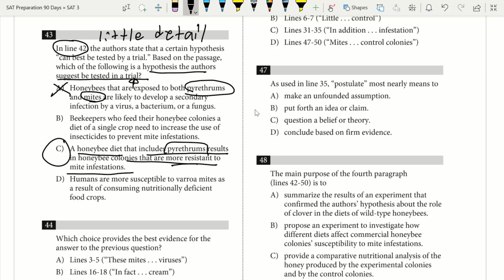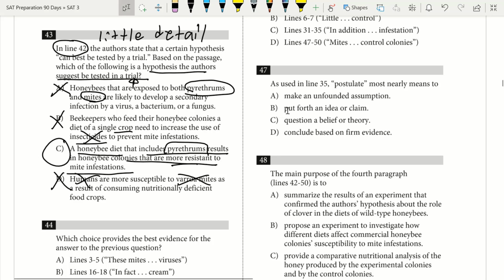B, beekeepers who feed their honeybee colonies a diet of a single crop need to increase the use of insecticides. No, we actually talk about how insecticides can make things worse for those weak honeybees that are already weak from those mites. D, humans are more susceptible to mites. We don't ever talk about doing any studies on humans, so we can get rid of D.